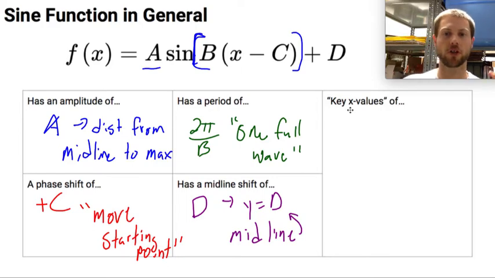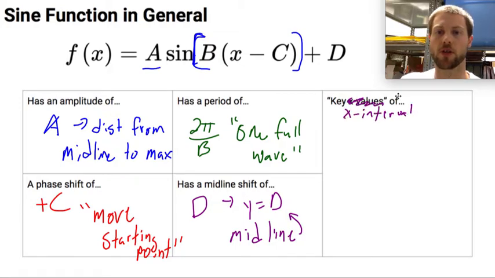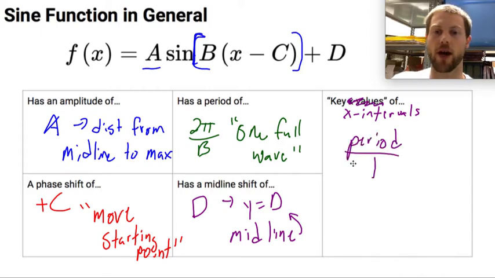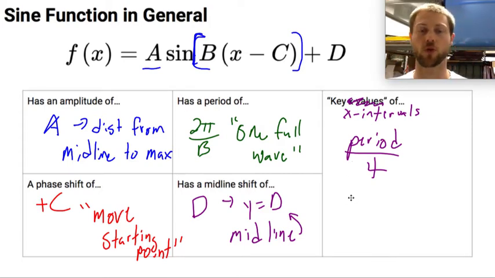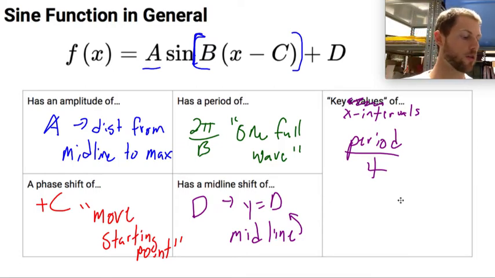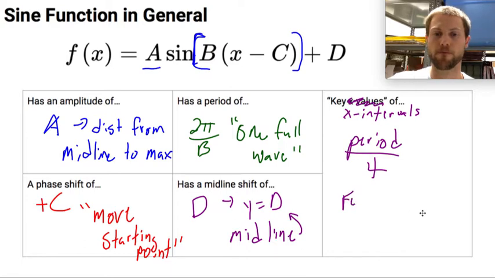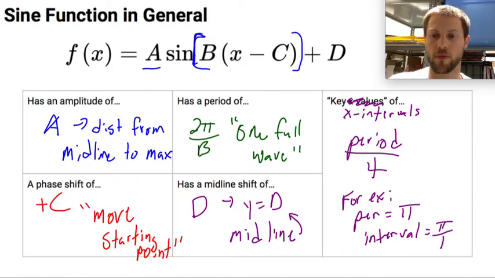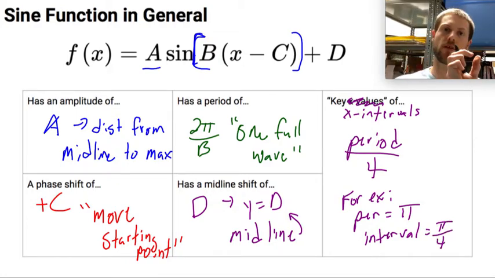Last piece of this function is these key x values. I really think of them as key x intervals. So maybe I'd even change that to key x intervals. The way that you find that is you take your period and you divide it by 4. By chopping it up into 4 sections, you're finding what your key intervals are between all of your plotted points. I'll show you what that means in a second. But for an example, if I had a period equal to pi, then my interval would be pi over 4. That would be the spacing between each one of my key values that I use.